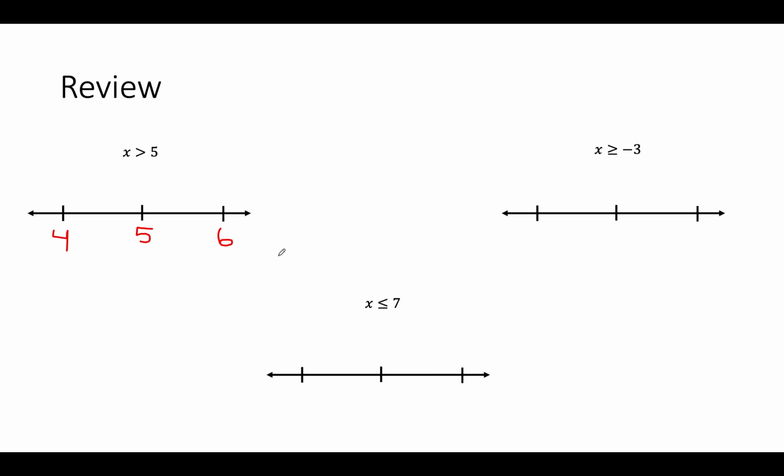So I have 4, 5, 6. I got step 2 done. Step 3, open or close circle. So I'm just going to look at my sign. In this case, I have a greater than sign, and I do not have a line underneath. Since I do not have a line underneath, I know this is going to be open because I know 5 cannot be a solution. So I have an open circle on 5, and on my last step, I have to figure out which way I'm shading. In this case, we are eating x, so I know I'm going to shade to the right.